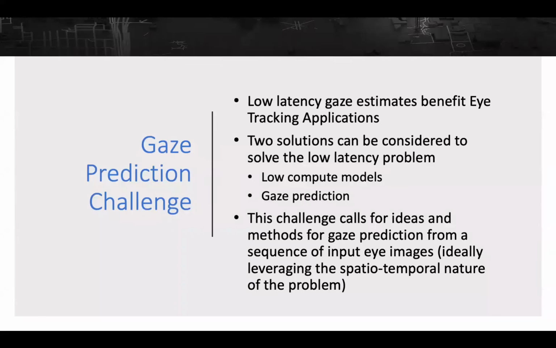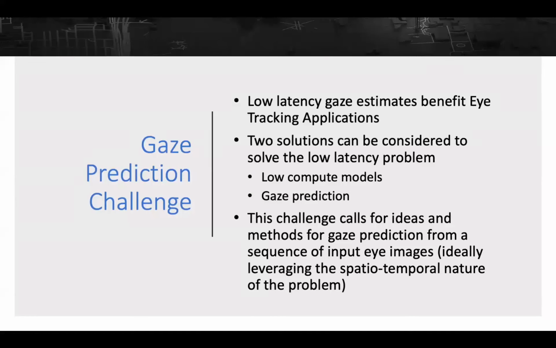While compute efficiency is critical to solve this problem, gaze prediction can also offer a way out. If predicting future gaze location with high accuracy is feasible, it would allow for implementation of a foveated rendering method that would match closely with the human's visual acuity function. The challenge therefore calls for ideas and methods for gaze prediction from sequence of input eye images, ideally leveraging spatiotemporal nature of the problem.